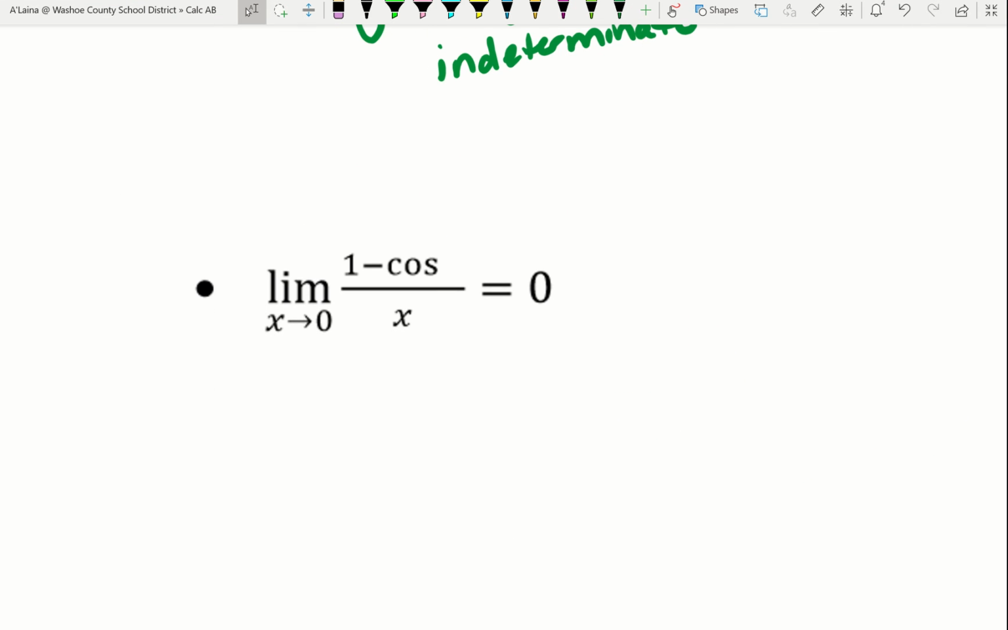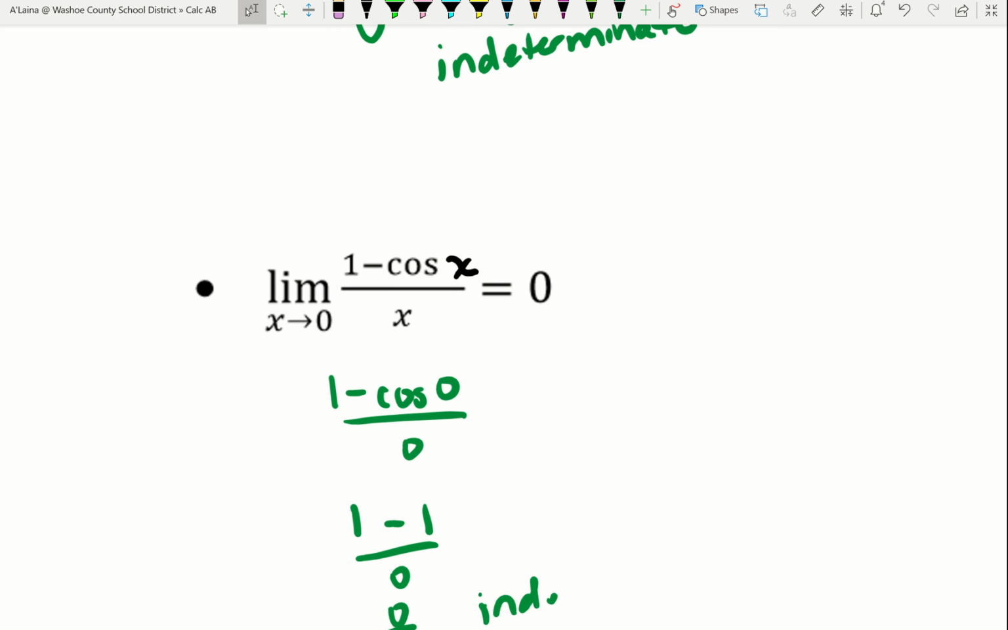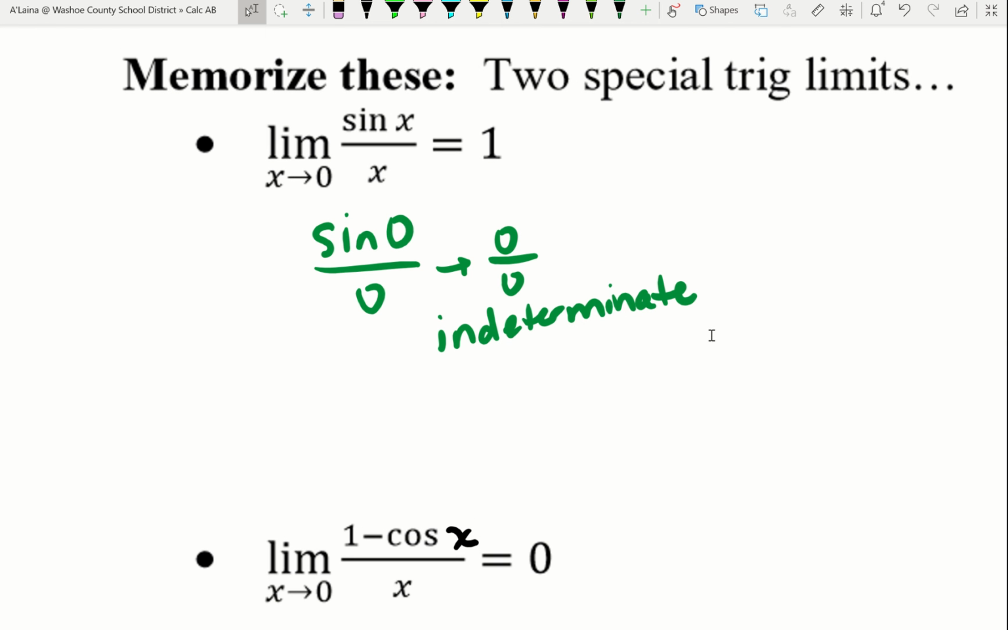Okay, so if I take a look at this one again, I'm going to start with maybe some substitution. So it looks like I'm missing a variable here. Let me just add in that x. So if I substitute in 0, I have 1 minus the cosine of 0 over 0. Well, the cosine of 0 is 1, so this would be 1 minus 1 over 0, or 0 over 0, which is, yet again, another indeterminate form, which simply means my strategy that I used did not provide enough information for me to be able to actually successfully come to a conclusion.